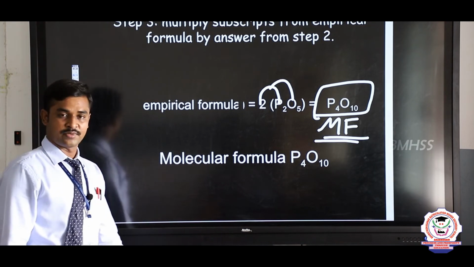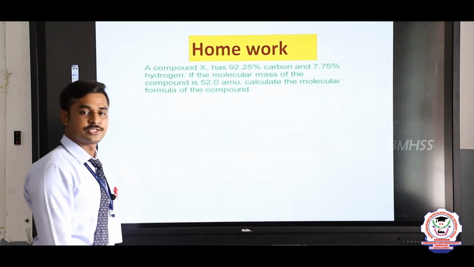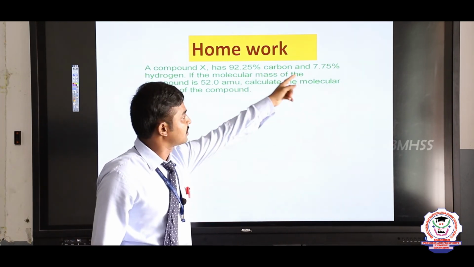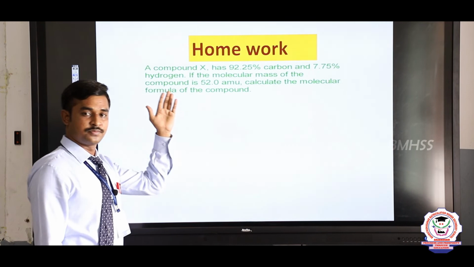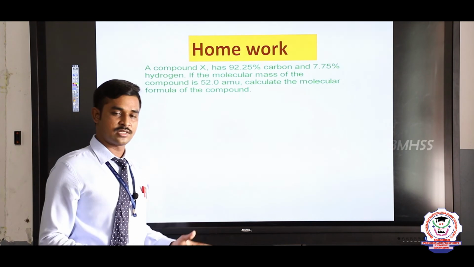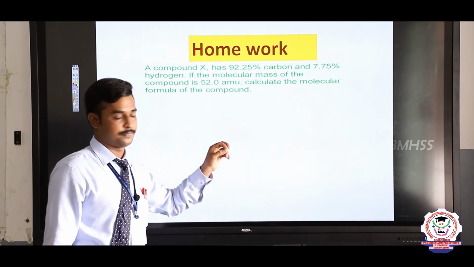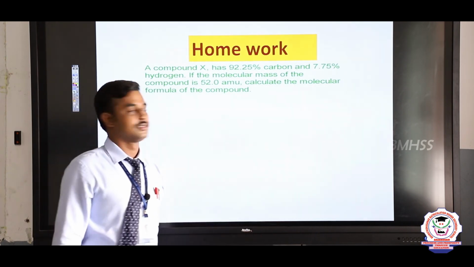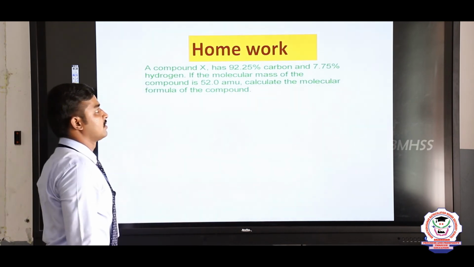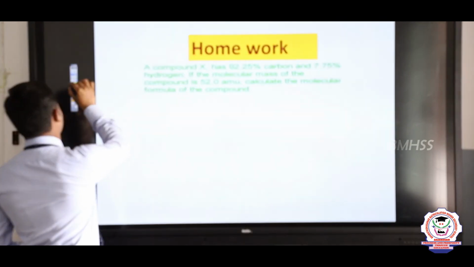So, you know about the second model, and I give you another sum as your homework. A compound X has 92.25 percent carbon and 7.75 percent hydrogen. If the molecular mass of the compound is 52 AMU, we need to have a molecular mass. From molecular mass only we can find the molecular formula. So, calculate the molecular formula of the compound. So, the empirical formula of this compound is not given. You have a molecular mass and the empirical formula is not given. Then how do you find the answer?